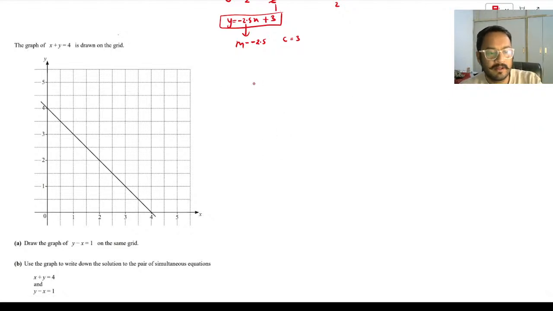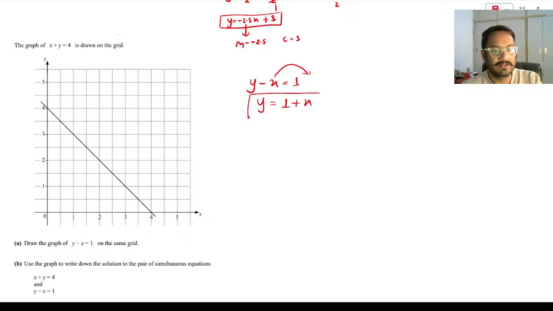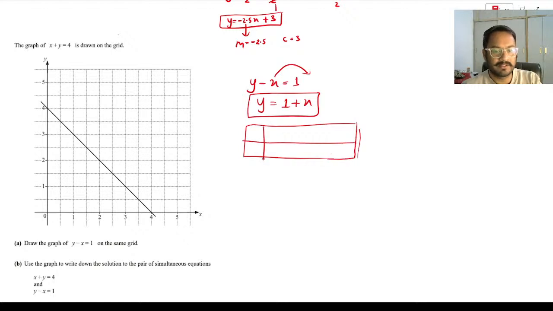Okay, now so here what we need to do is we need to make the line. Now how to make a line? You have the equation y minus x is equals to 1. Okay, you can shift this to this side, so that way it will be easy for you to get the answer. So y is equals to 1 plus x, right? Now you can make a box here. Okay, you can make a box here like this, and you can write x here and y here, and you can fill some values so that you can get the coordinates.